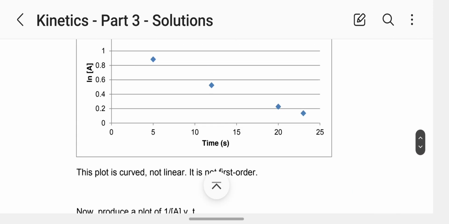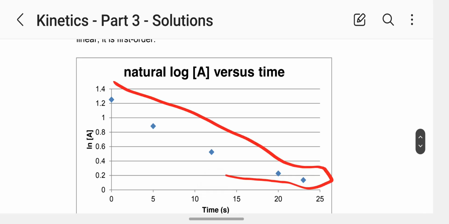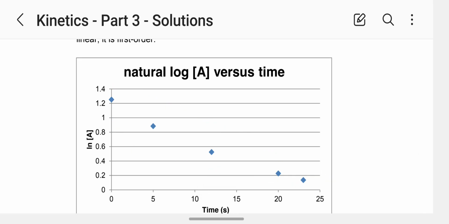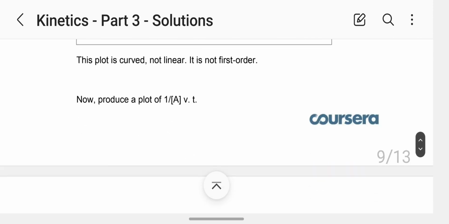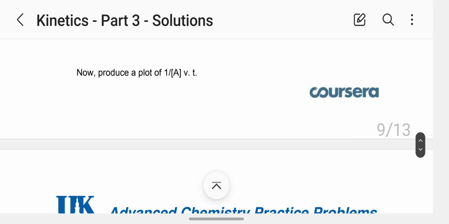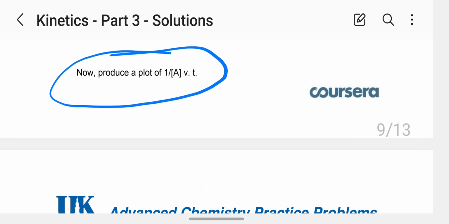So whenever we have a plot that is curved like this, you can see the curve is being drawn from this point to this point. Alright, like this. Let me draw it more clearly in blue, which will look like this. So it is a curve, which represents that the reaction is not first order, and it is not third or anything else. Now produce a plot of 1 over A versus time, respectively.